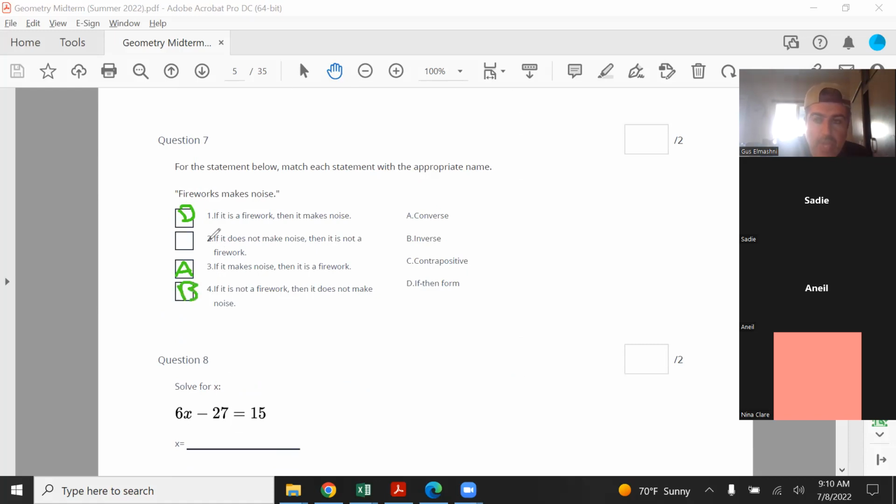And then you got to switch and negate to get the contrapositive. If it does not make noise, then it's not a firework. And obviously, if this one's true, then the contrapositive would be logically true, but we just had to identify which was which. So that's that one. Very straightforward, just make sure you can do algebra. X is 7, not that hard, right? Okay, so that's number 8.